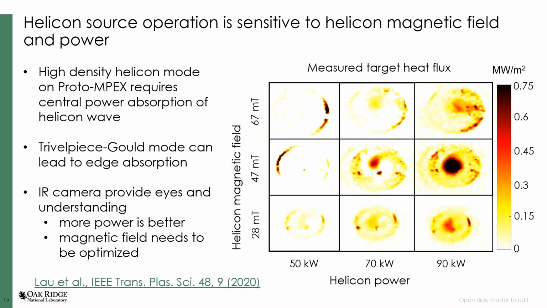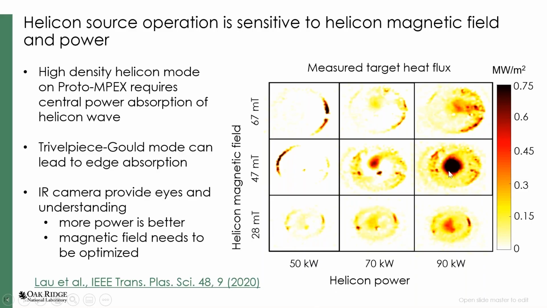So if you have confidence in the measurement, that allows you to gain more understanding of physics. I'll show you one example here, and if you want more details, you can view the paper again at the bottom, where we have measured the target heat flux as a function of the helicon magnetic field on the y-axis and the helicon power on the x-axis. And our major goal here was to better understand how these helicon modes operate. As you can see, by changing these parameters experimentally, there is a wide range of different possibilities.